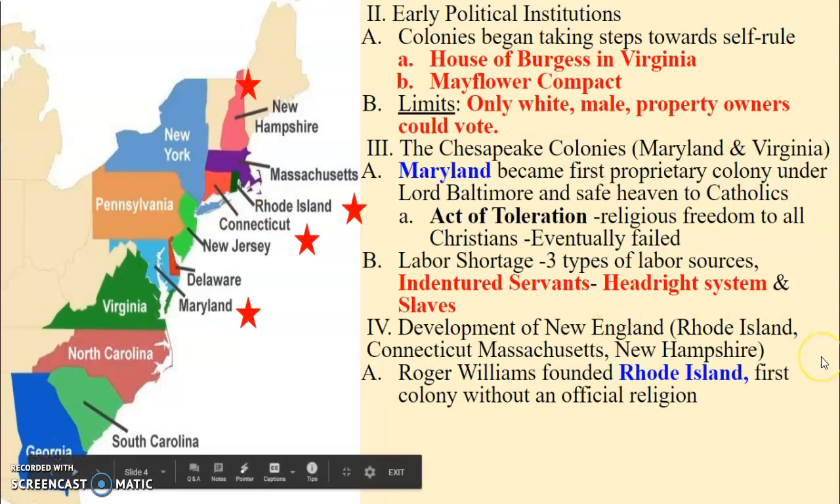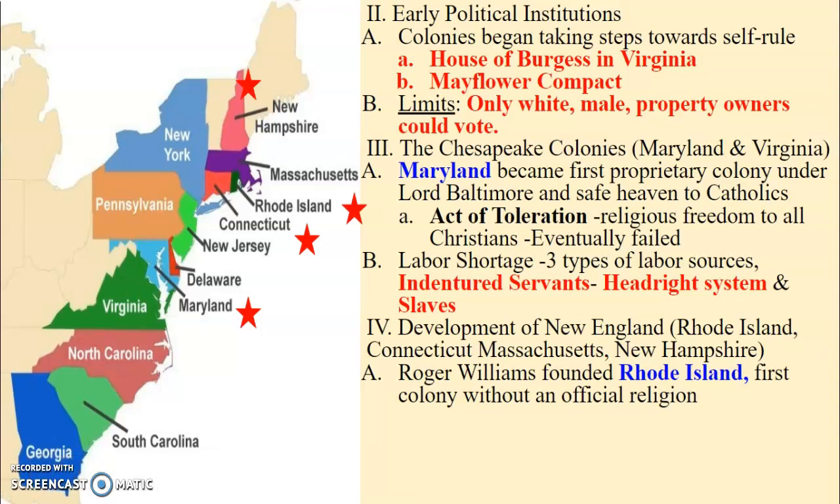Rhode Island became the first colony without an official religion, because remember, Roger Williams was a very religious man. He truly believed that nobody should be persecuted based on what they believe. So he founded Rhode Island.